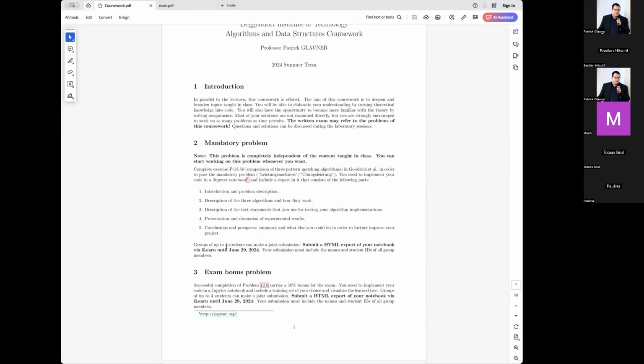So you know the submission deadline for the mandatory and the exam bonus problem is June 29th, so the end of the June 29th via iLearn. I will check all your submissions at once in batch, and then I'll give you feedback. In case there is some major problem, you will have a few days to correct this, but this happens quite rarely because these problems are very freely posed, so you have lots of freedom in implementing them.